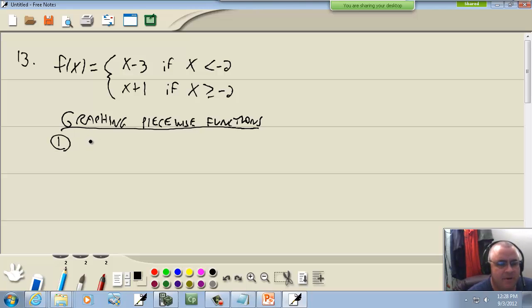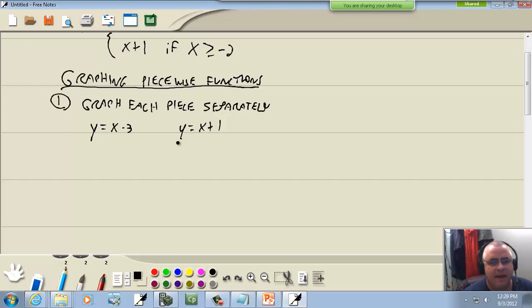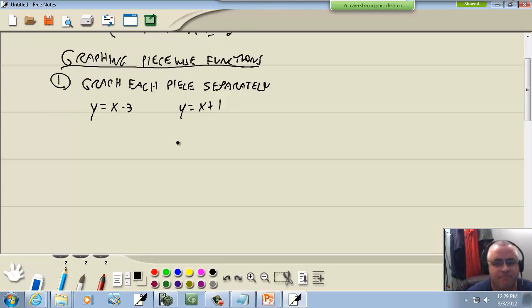Okay, our first step. Graph each piece separately. So we've got y is equal to x minus 3, and y is equal to x plus 1. Now you could graph these in whatever manner you see fit.